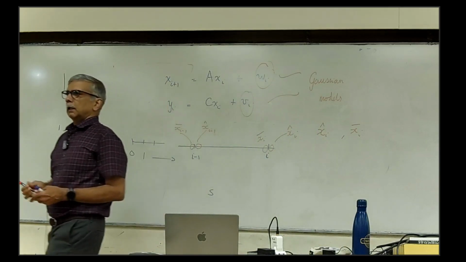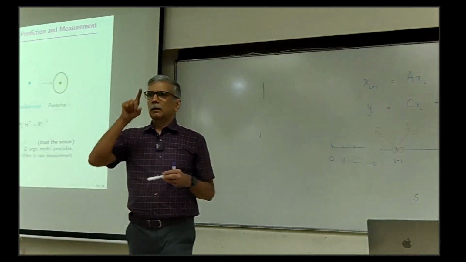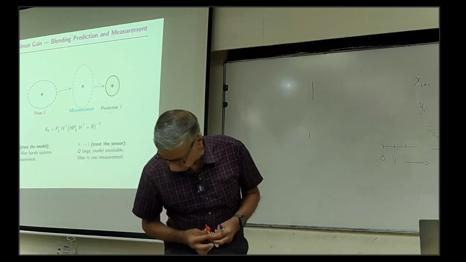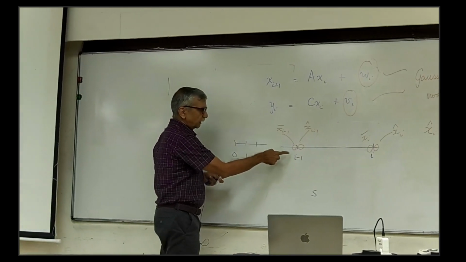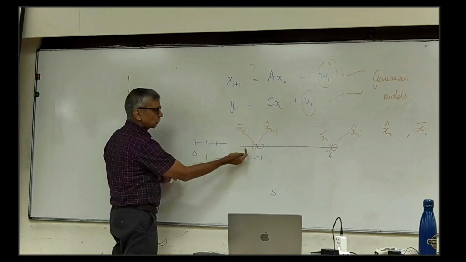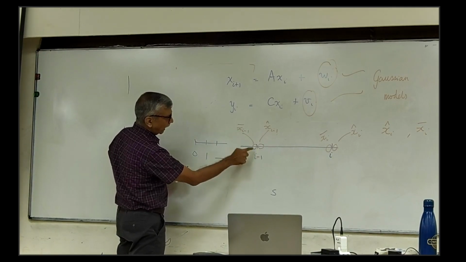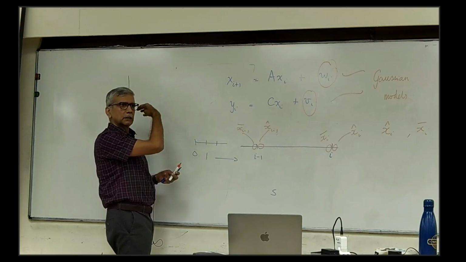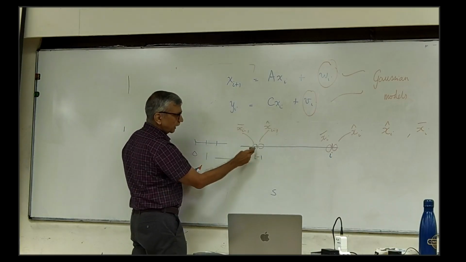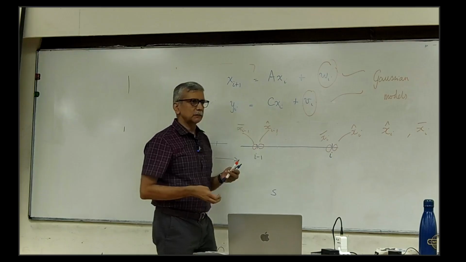Okay. I've got hat and bar. So what bar indicates is at this stage I minus 1, I have still not taken the I minus 1 measurement. I'm relying only on the past measurements. What hat indicates is I have processed this measurement.